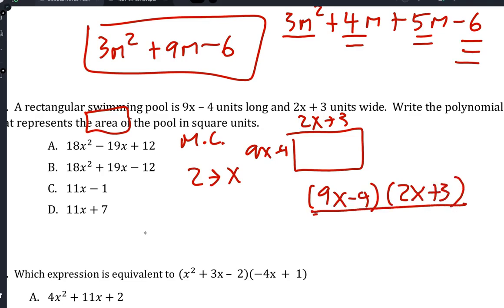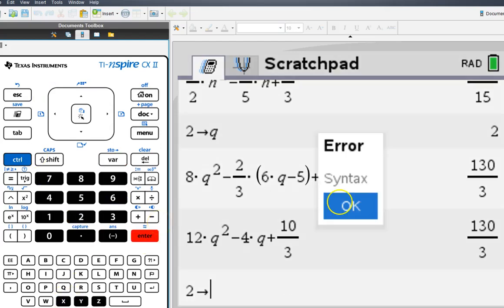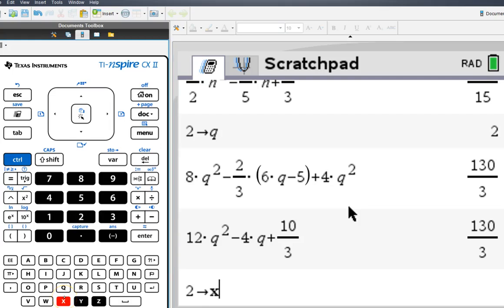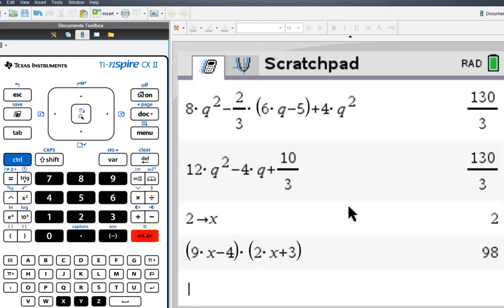So let's go to our calculator. We're going to store 2 as x. I don't think we have to do this again because we already have the x stored. Let me type in an x. So I've stored 2 as x. Now I'm going to type in the problem. We're on number 13. We're almost done. So we have 9x minus 4, parentheses. You got to use a parentheses or it won't work. 9x minus 4, close parentheses, times 2x plus 3, close parentheses, enter, and I get 98.